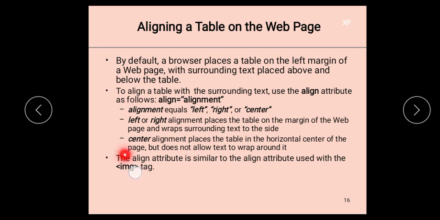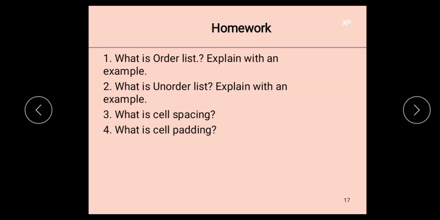The align attribute is similar to the align attribute used with the IMG tag. The IMG tag is used for images, and align equals center, left, or right, just like with a table. You can easily apply alignment to a table.